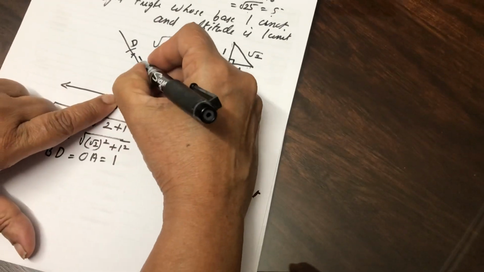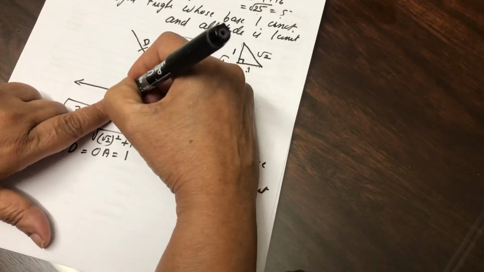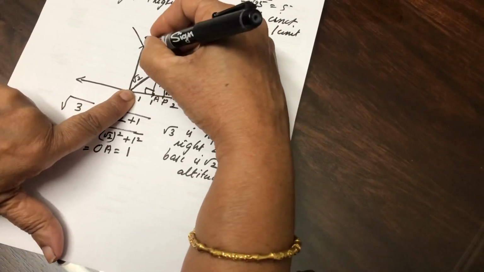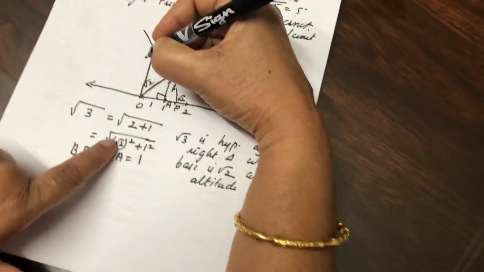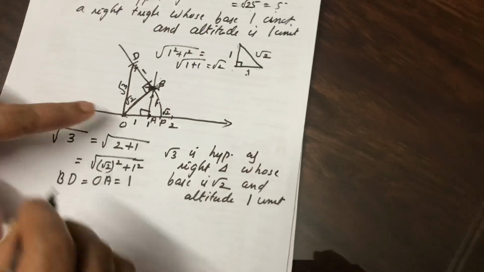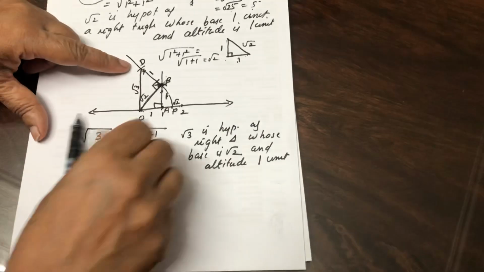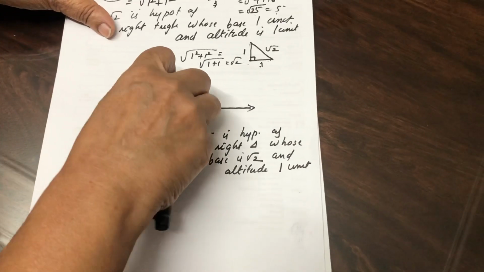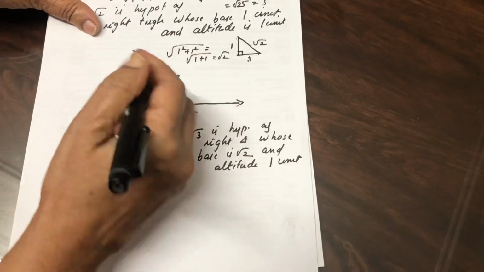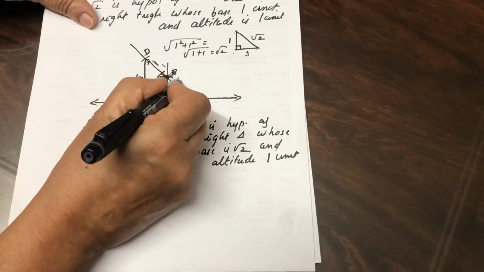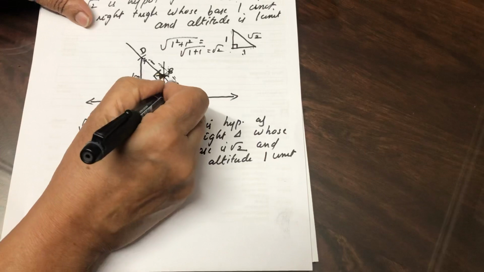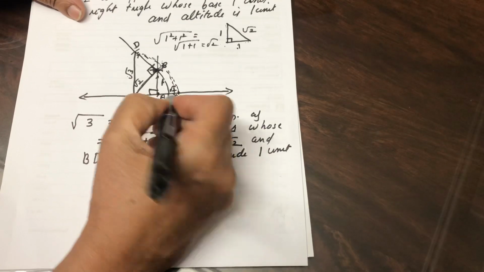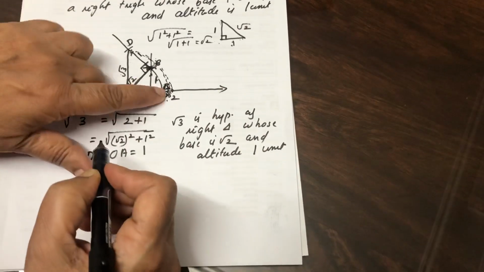Now you are going to make a right angle triangle here, OBD. Join this. So the base is root 2, altitude is 1, then the hypotenuse is root 3. Therefore OD is root 3. Again with O as center, OD as radius, you draw an arc like this. So again it will come here. This is root 3. This point is Q. Q is known as root 3.